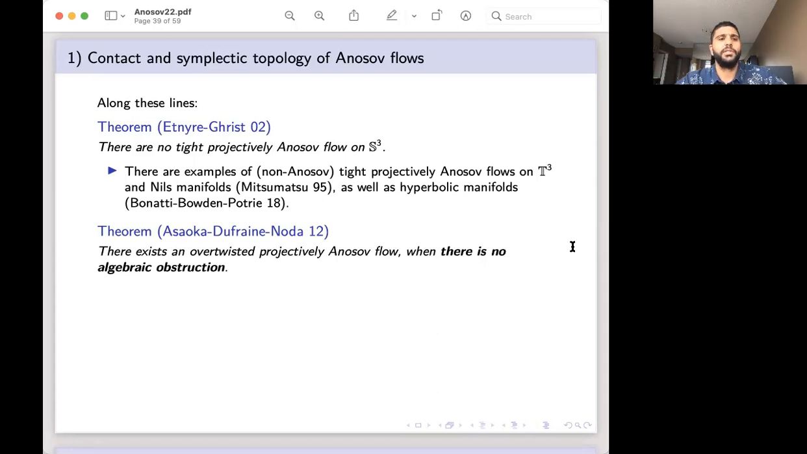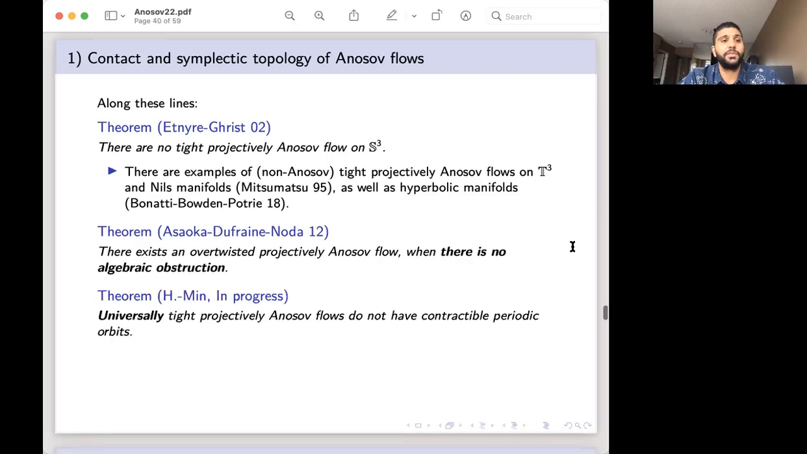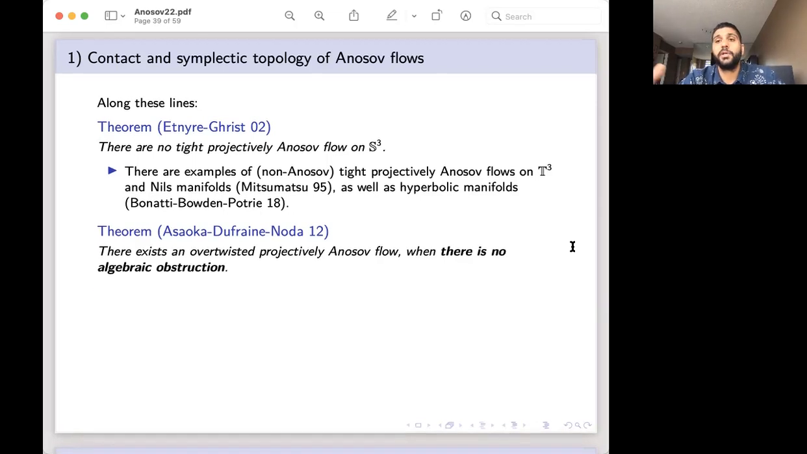I find this theorem quite interesting because it should remind you of the Eliashberg theorem, which gives you a classification of overtwisted structures purely in terms of algebraic topology. So this is in some sense similar. It is not a complete classification. It at least tells you that there exists one when there is no algebraic obstruction, and it's a natural question to try to give a complete classification, and it's believable that maybe that classification is purely in terms of algebraic topology.